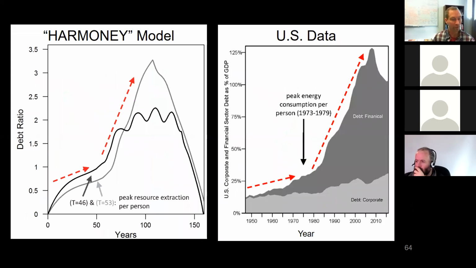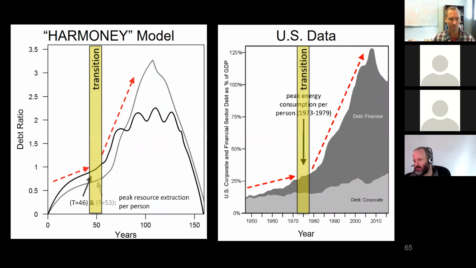Here is another look at a similar set of metrics from the model. This is debt ratio. On the right is the corporate and financial debt as a percentage of GDP in the United States since World War II. And on the left is the debt ratio of my model. So there is the transition period in both. There's the time before hitting peak resource extraction, and there's the time afterwards. And the time before, debt ratio is increasing, but at a slow rate. And the time after, debt ratio is increasing, but at a much more rapid rate.